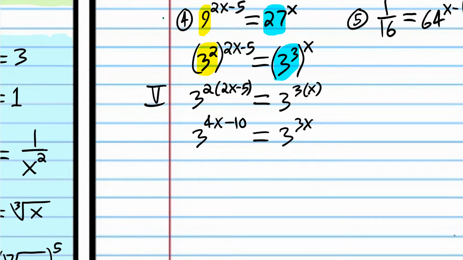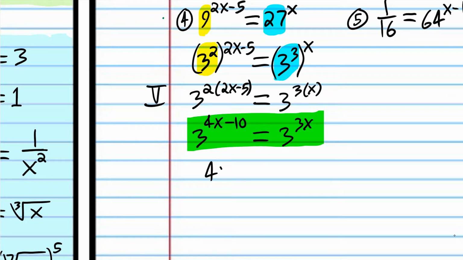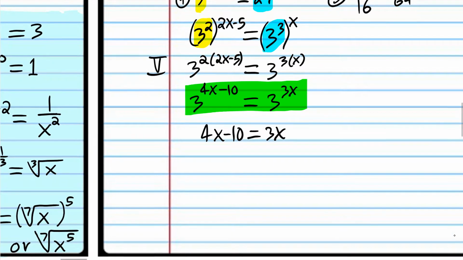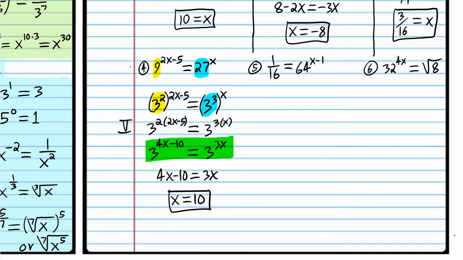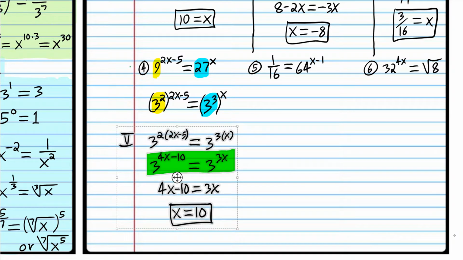And now we're at that critical step. We can get rid of the bases, so we have 4x minus 10 is equal to 3x. And we're left with x is equal to 10. All right, so I'm going to leave a little bit more space there. I had more space than I realized. So if you got that answer, good job.